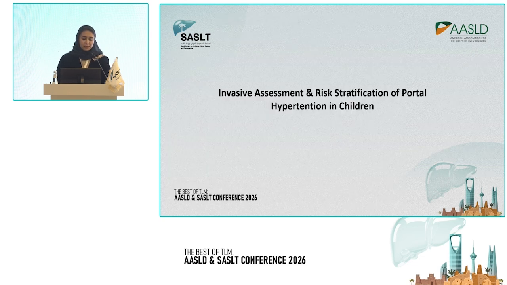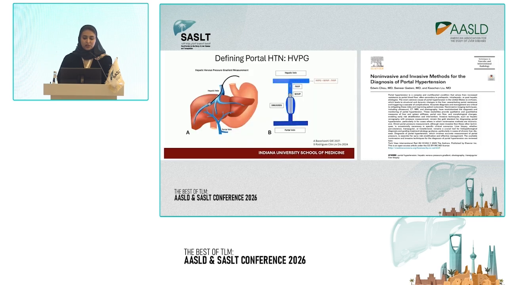So what is the invasive assessment and risk stratification for portal hypertension in children? Here we can see the image of the hepatic vein pressure gradient, which is calculated by the difference between wedge hepatic vein pressure, which reflects the sinusoidal pressure, and free hepatic venous pressure, which reflects the systemic venous pressure. It is an indirect measure of the portal venous pressure. The disadvantages are that it is an invasive procedure, use of contrast and radiation, and misdiagnosis of non-cirrhotic pre-sinusoidal portal hypertension because the wedge pressure will be normal.